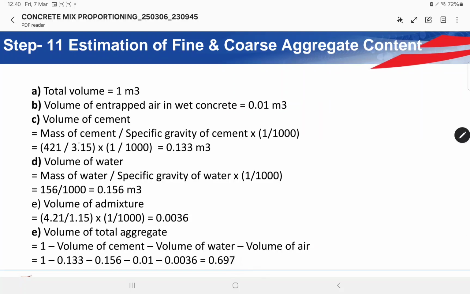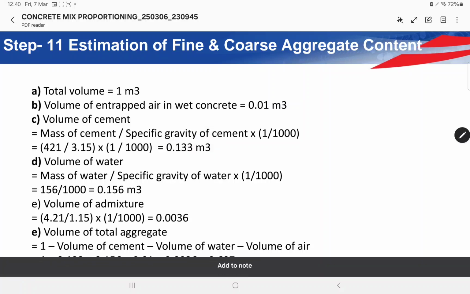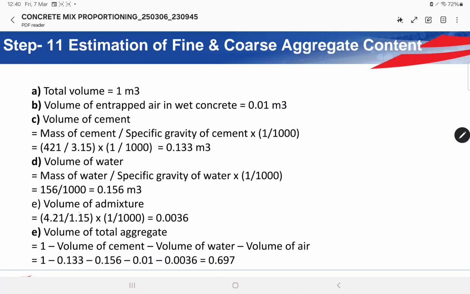Then for the volume of cement, you just divide its mass by its specific gravity, and it will give you the absolute volume of cement. Then you get the volume of water, then the volume of admixture. We found that the admixture quantity is 1% by mass of cement. Our cement was 421 kg, so 1% of 421 is 4.21. You know the specific gravity of the admixture, and you find out the volume.